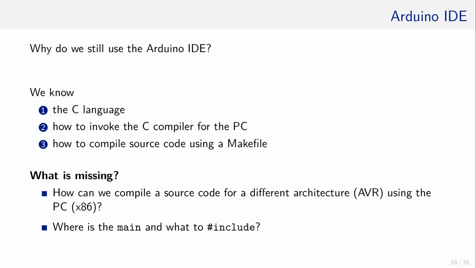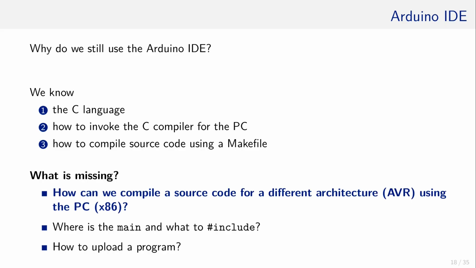In addition, we said that every C program needs a main, but in case of Arduino programs, why is it missing? And what shall we include to get, for instance, the addresses for the registers that we introduced in the previous chapter? And last but not least, even if the entire compiler chain works and we successfully created a binary for the AVR architecture, how do we get it into the ATmega? So let us address all those questions, starting from the first one.